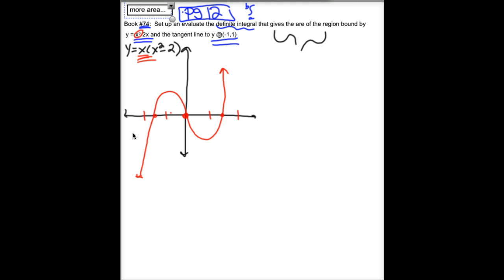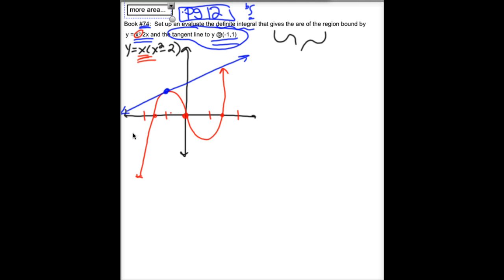So this is our original graph. It's good enough for our purposes. We also need to graph the tangent line to the curve. So we need to touch the curve at negative 1, 1. I need the tangent line. It's going to be going like that, I can kind of tell, but I need an equation for it because I need to do top function minus bottom function.